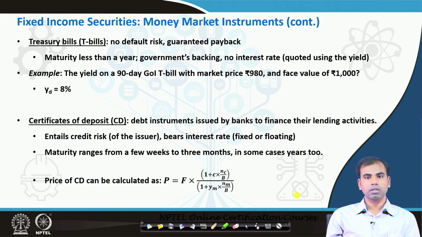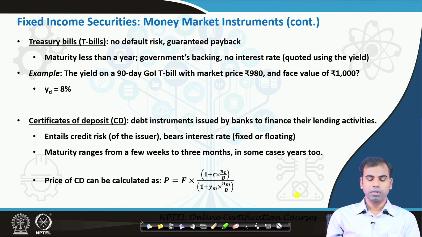Their maturities range between 1 day to 1 year, and they carry no interest. Basically, they provide no interest rate as such, because they are traded or quoted using the yield. So, if we take an example of treasury bills, how can we calculate the yield or the return that a person can get?